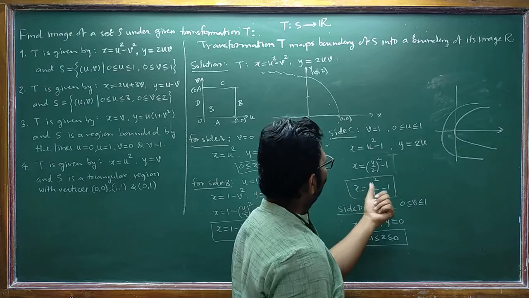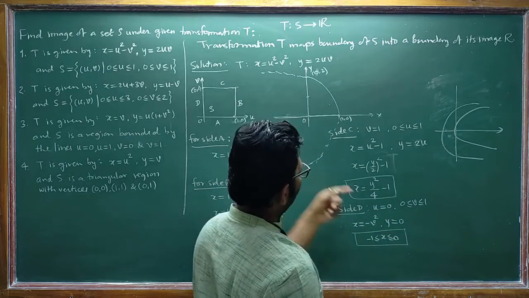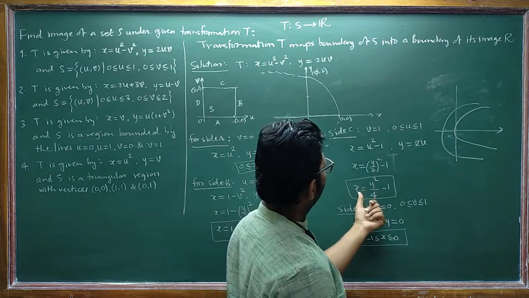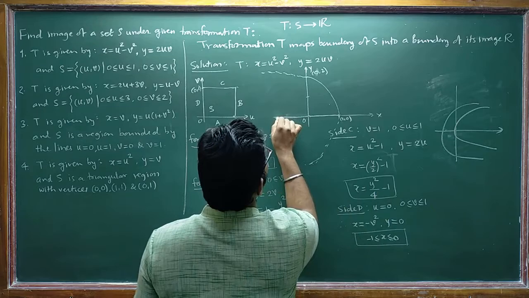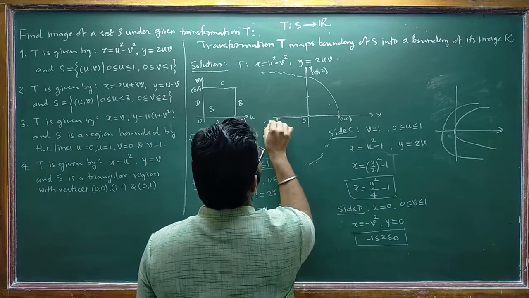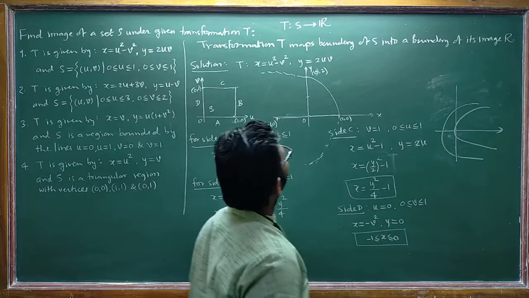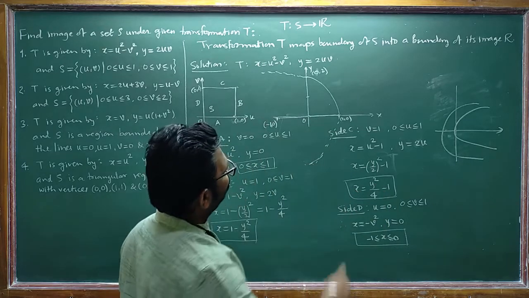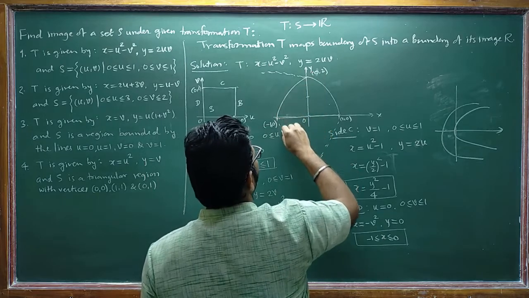When x is 0, y will be 1. When y is 0, x will be minus 1. Okay, this is minus 1 comma 0. And when x is 0, y square will be 4, so y will be plus 2 and minus 2. So this will be the parabola.